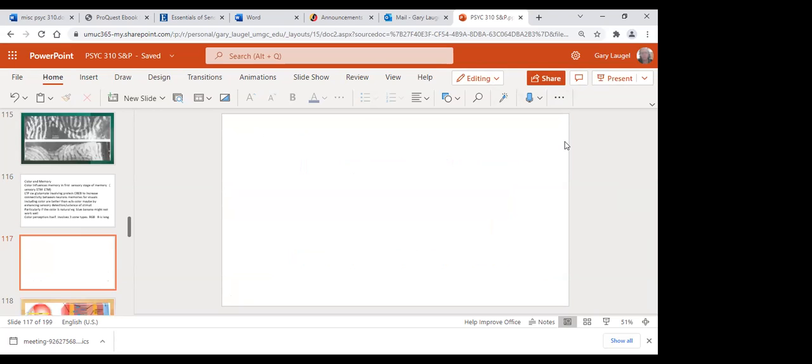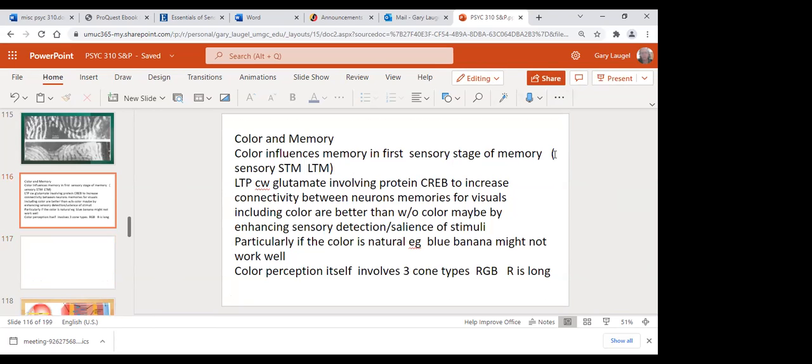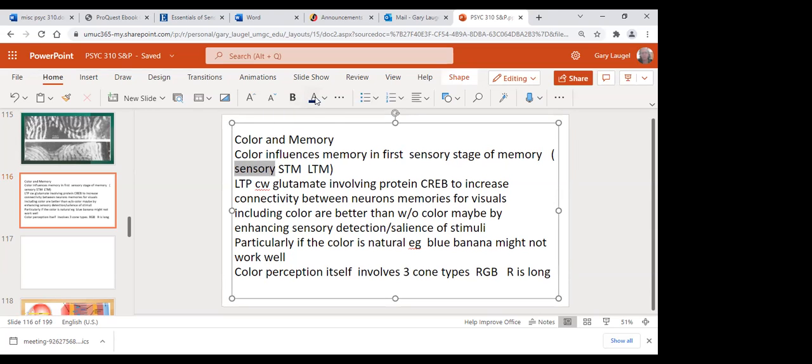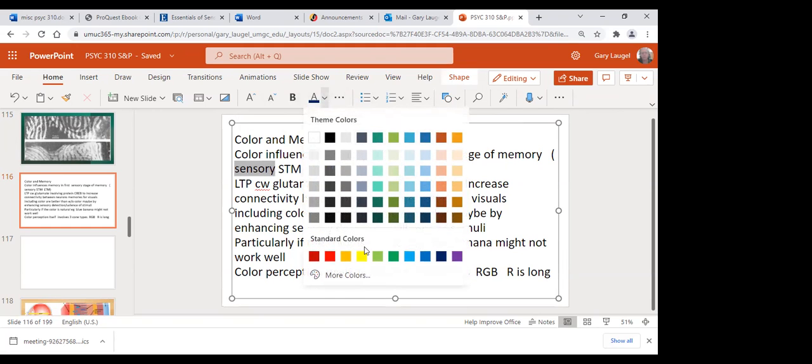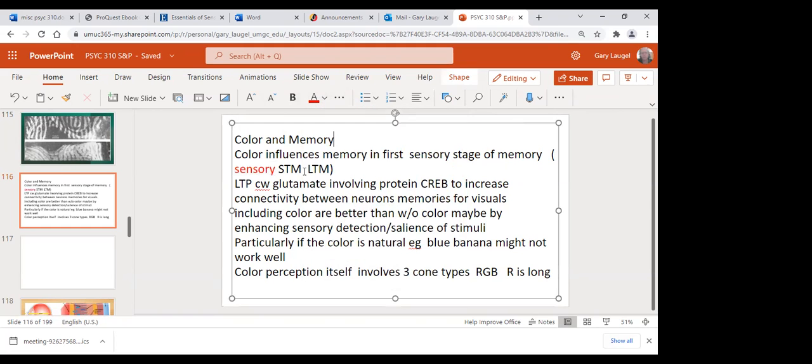And just briefly, remember that memory itself, we haven't talked about this much at all, if at all. Memory has three stages. The first stage is called sensory memory. The second stage is called short-term memory. And the third stage is called LTM, or long-term memory. So color would have its impact probably here in this first stage, in the sensory part of memory formation. And that's the part that's involved with drawing our attention to things.